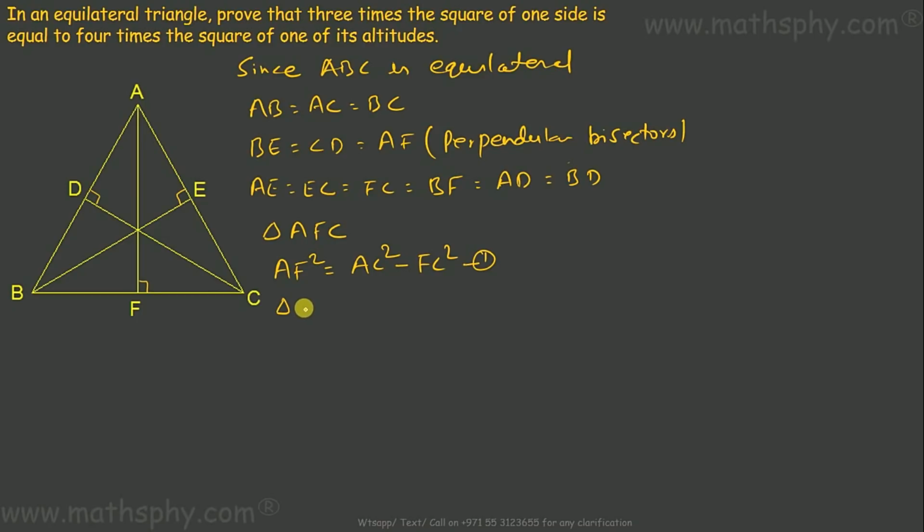Now let's take triangle ABE, and there BE square will be equal to AB square minus AE square. Let's take it as number 2. Now let's take triangle BDC, in that CD square will be equal to BC square minus BD square.